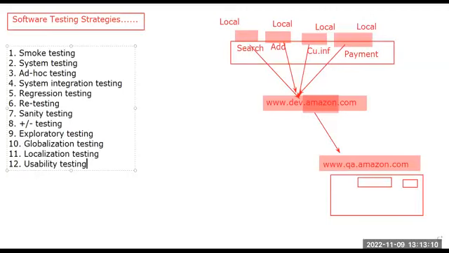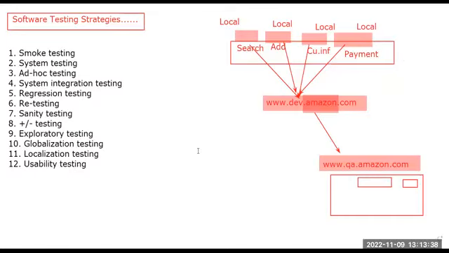Everyone, apart from that there are various other testings, but these are the most common testings we perform on a day-to-day basis as test engineers. We are going to perform all these kinds of testing activities. Someday you will be focusing on smoke, someday you will be doing regression or sanity or globalization. So these are the different strategies we have for testing this particular application.